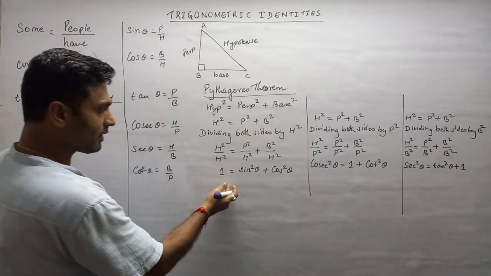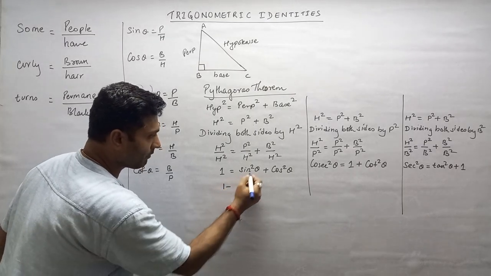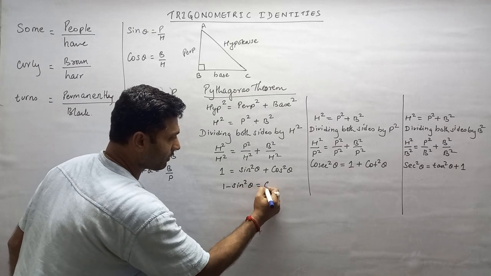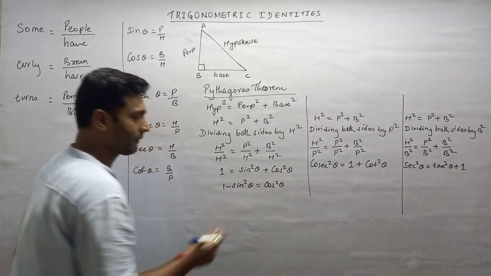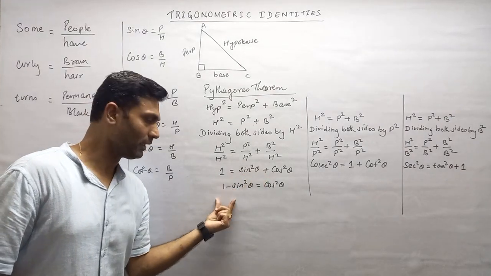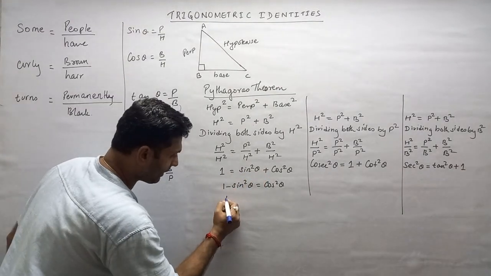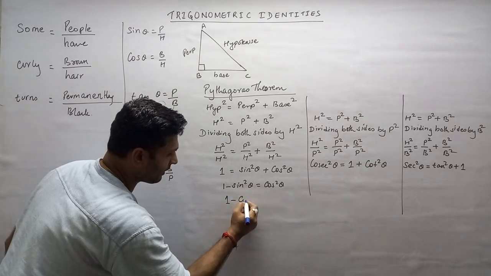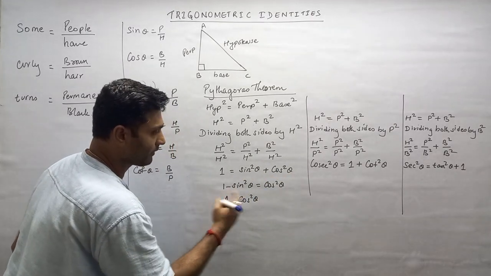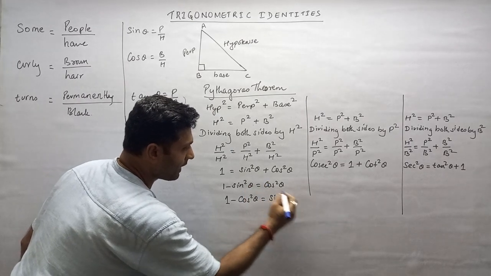So if you just change the sides here, I can write it as 1 minus sine square theta is equal to cos square theta. I'll just shift the sine square theta towards the left hand side, right? Or I can also write it as 1 minus cos square theta. I'll get cos square theta to the left hand side. So what is left here? Sine square theta.